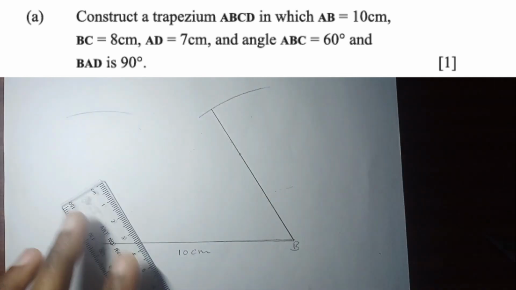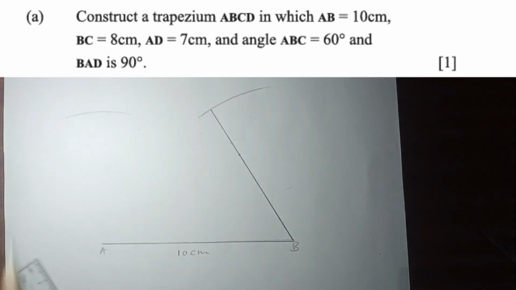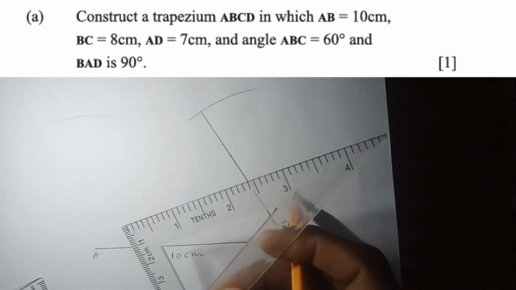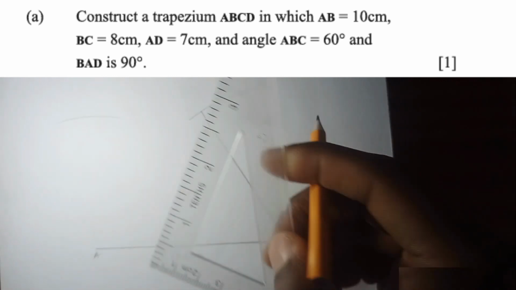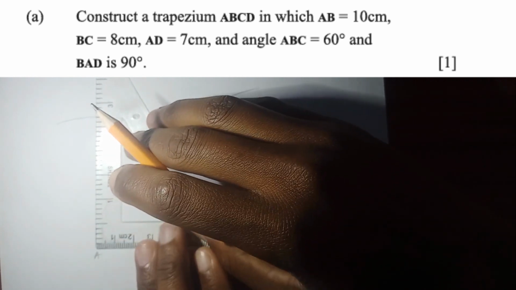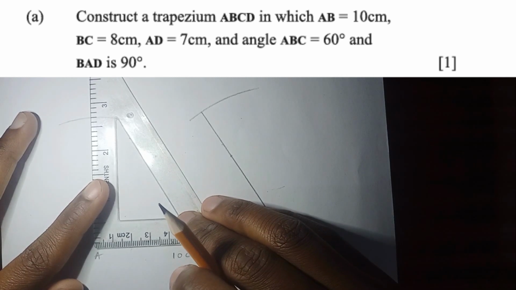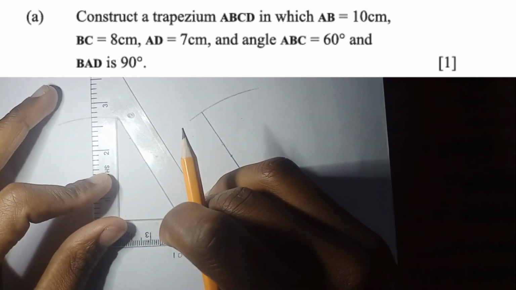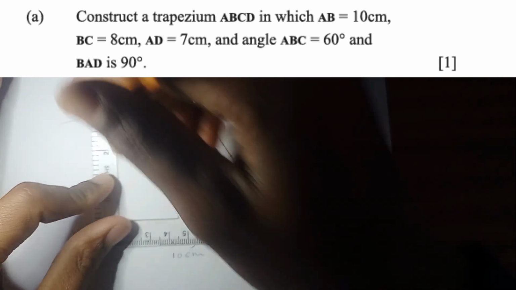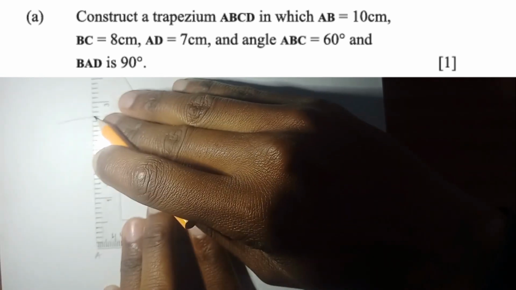Okay, what's next? We have been told that angle BAD is 90 degrees. For that, we are going to use our set square. As you can see, this is a perfect 90 degrees. Just take your time. Make sure that the base of this is parallel to the line. Having done that, we can now draw the line. Let me just move it slightly.